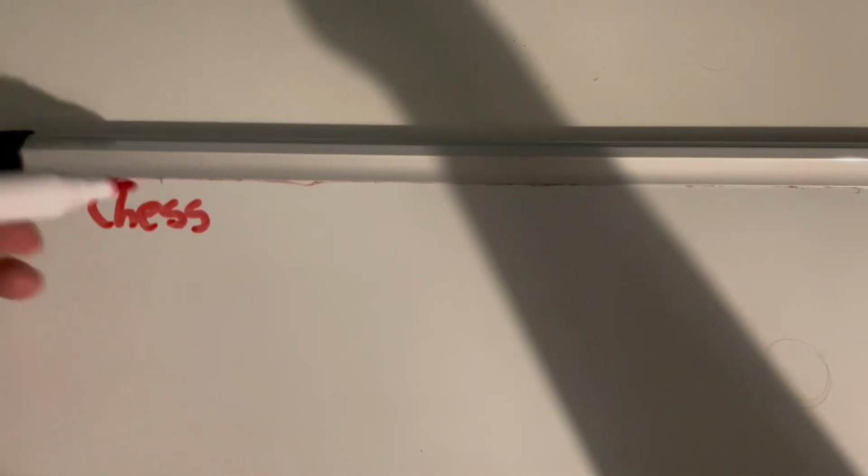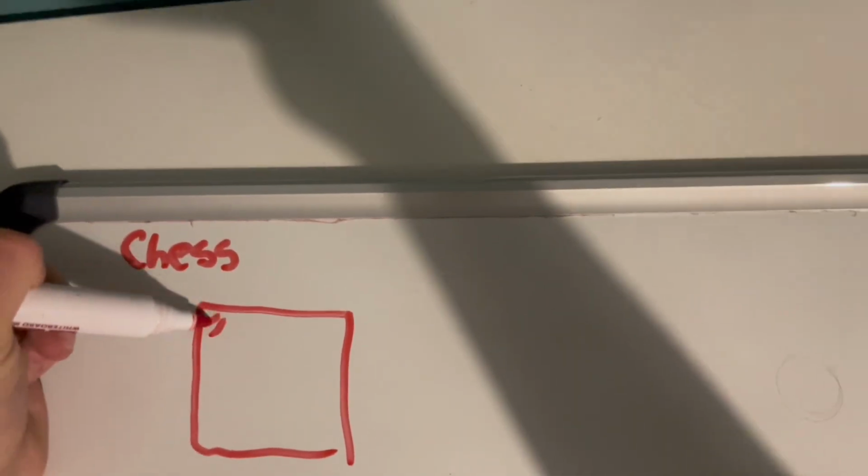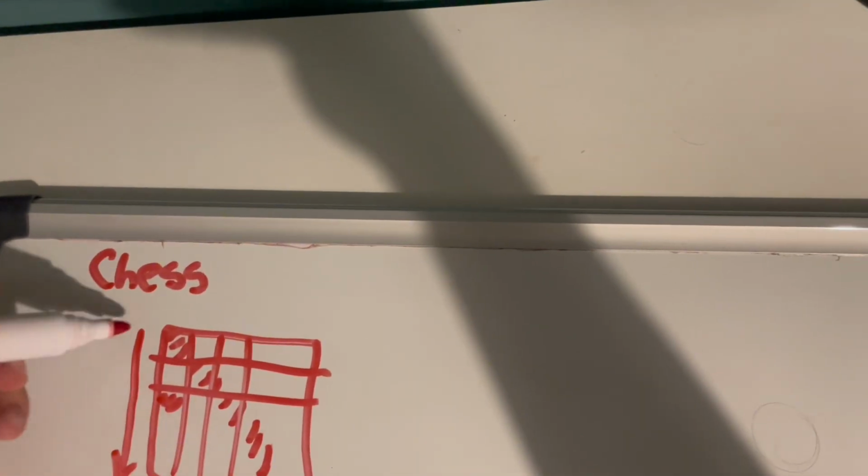So in the question, it's defined like a chessboard where you have this grid-like formation where alternating squares are black and white. So you have a black square and then a white square in a diagonal pattern like this, and it's n by n.